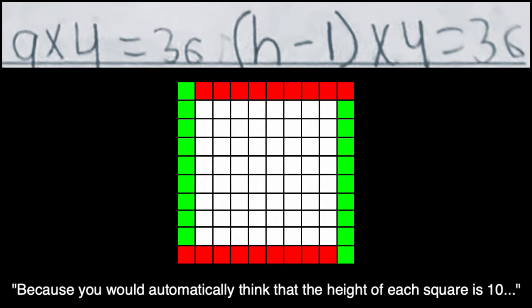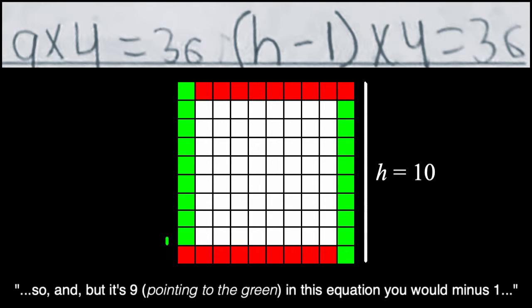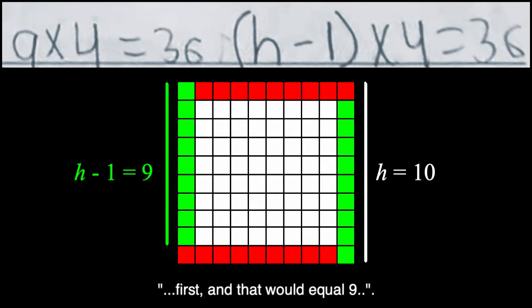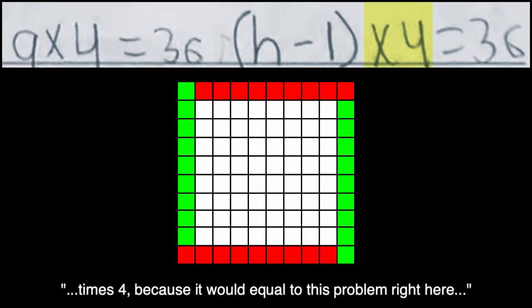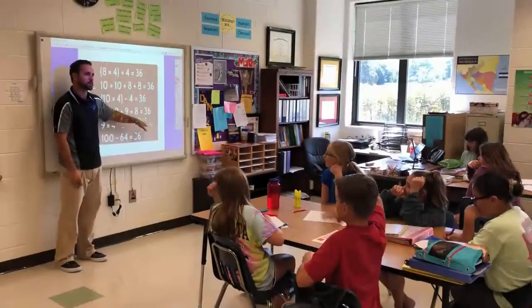Because you would automatically think that the height of each square is 10, but it's 9 in this equation, so you would minus 1 first, and that would equal 9 now times 4, because it would equal to this problem right here. So do you guys, how does this expression relate?